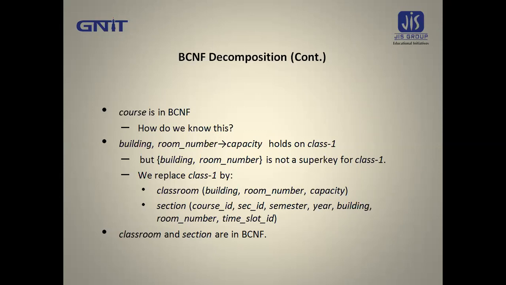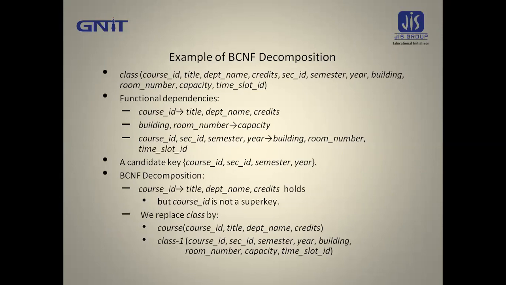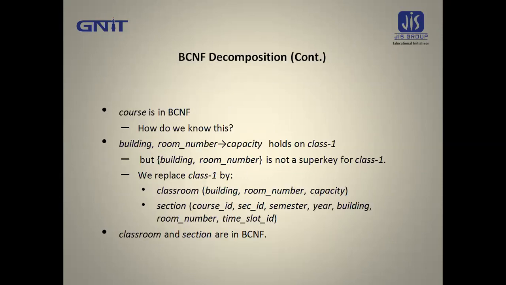Of course, how can we be sure about it? Because building and room number implies capacity. This holds on class 1, but building room number is not a super key, right? So for course, we can surely have course ID as the primary key. But here, building room number implies capacity holds on class 1, but building room number is not a super key for class 1, the new relation class 1.